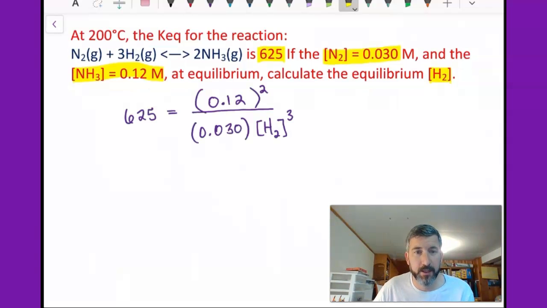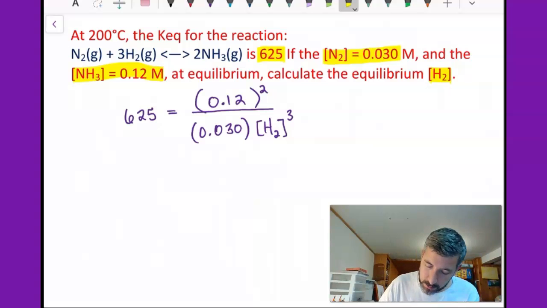All right, so that's what my equation is going to look like with everything plugged in. There's my KEQ. Notice, by the way, this is essentially the same KEQ that we just found, because we're at the same temperature, right? It's the same reaction. We're at the same temperature, 200 degrees Celsius. So we got 626. This time they have 625. So it's essentially the same thing.